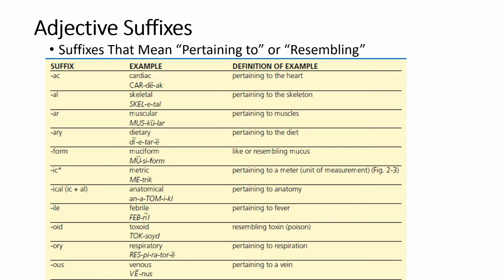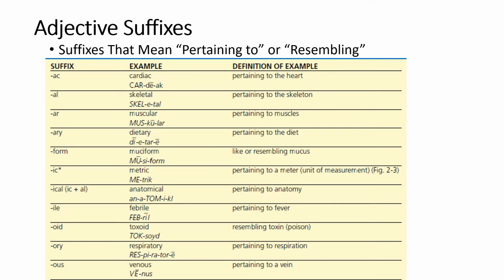Next we have ical. It is merely a combination of the suffixes ic and al. So we have anatomical, which means pertaining to the anatomy.